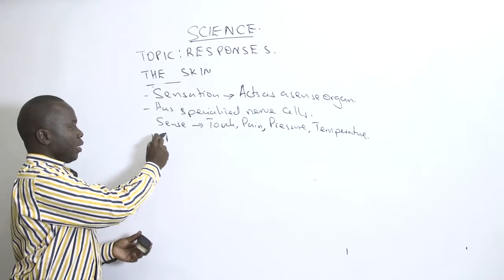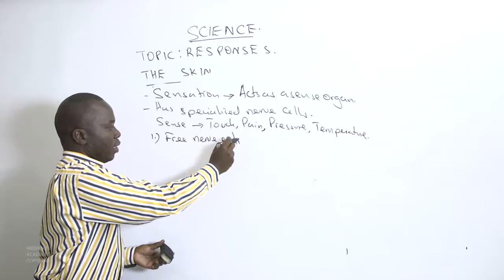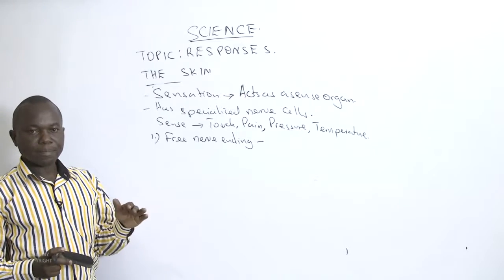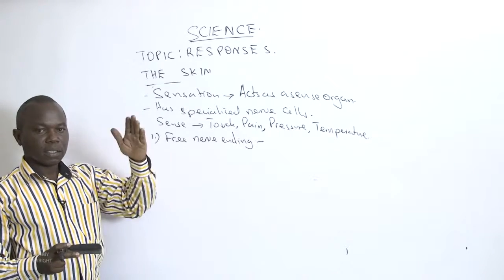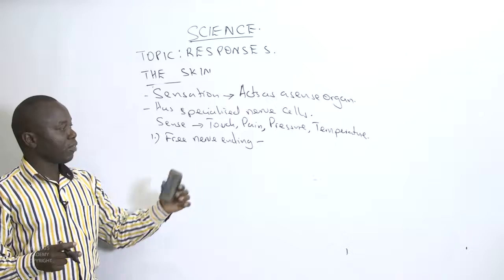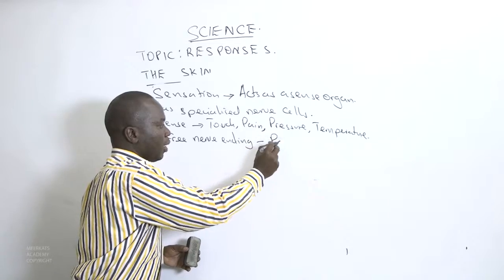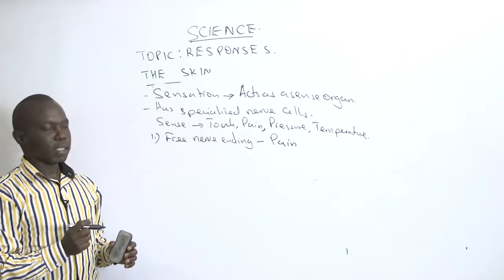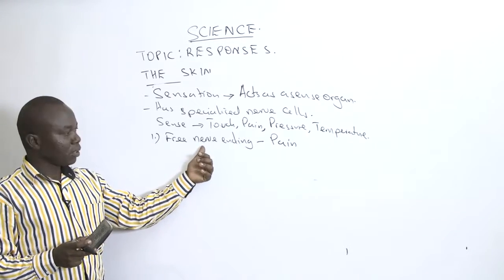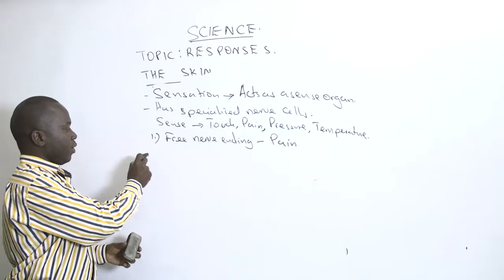So the following nerve cells are involved. One of them is the free nerve ending. Free nerve ending, from our diagram, you realize that it is very close. In fact, it gets into the epidermis. Free nerve endings usually detect pain. So if you step on a sharp object, the part that will be stimulated to generate a nerve impulse that will flow to the brain is the free nerve ending.